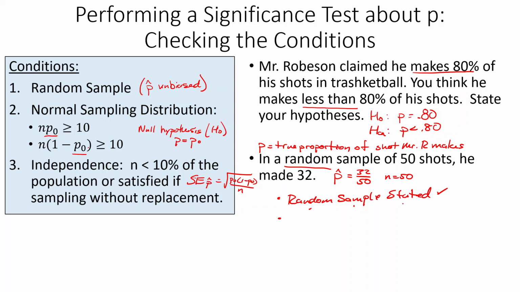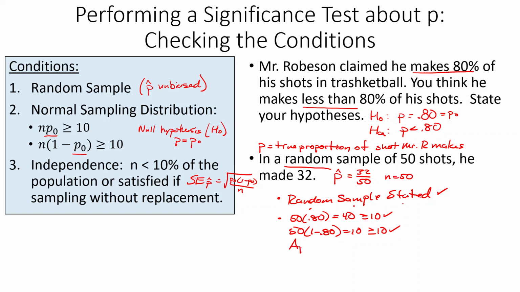Next up, we're checking the normal conditions. So our p naught is up here, 0.80. Our n is 50, so 50 times 0.80 is 40, which is greater than or equal to 10. That checks out. And 50 times 1 minus 0.80 is actually equal to 10, but greater than or equal to, that works.